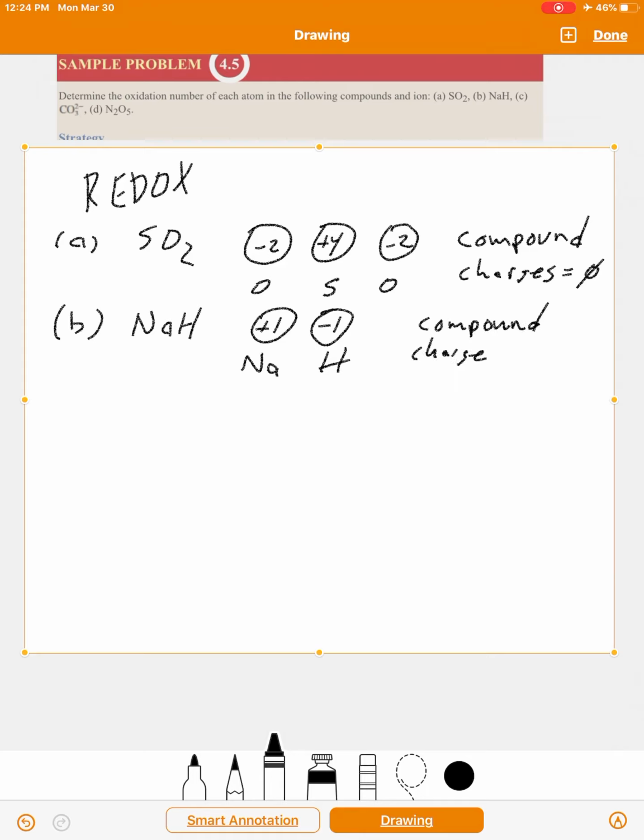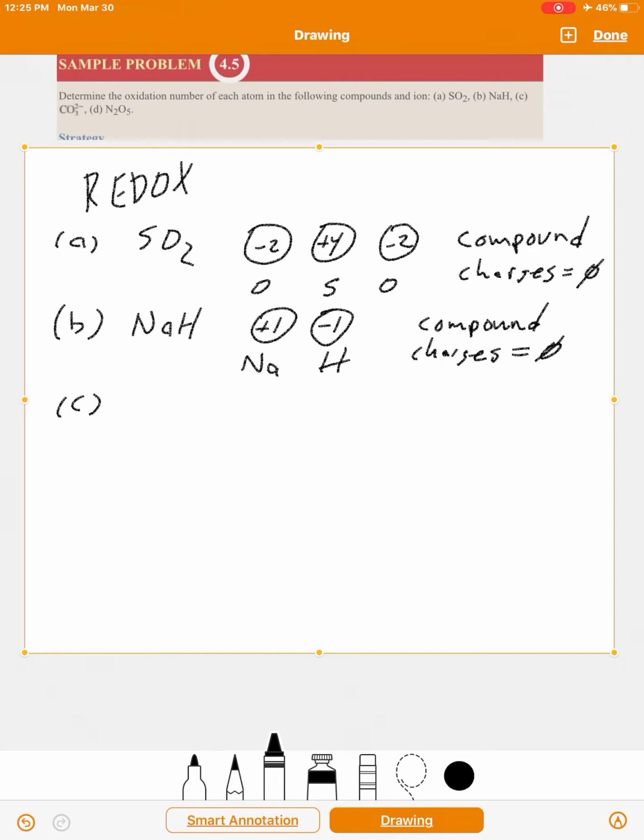So the charges have to equal 0. +1 and -1 add up to 0. The way that we know that hydride is -1 for this one is generally because it's combined with a group 1 metal, sodium is a group 1 metal, or a group 2 metal. Okay? All the other cases it would be +1.